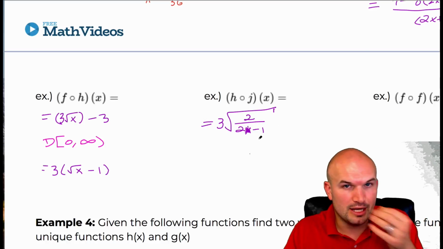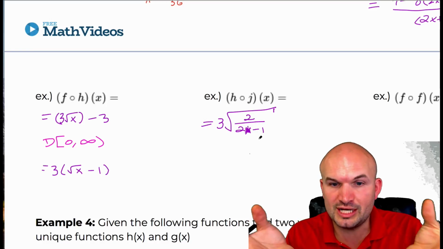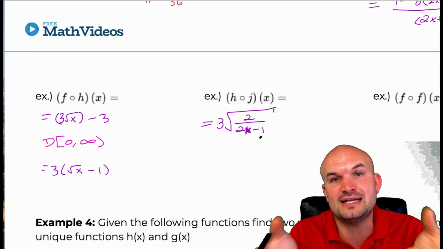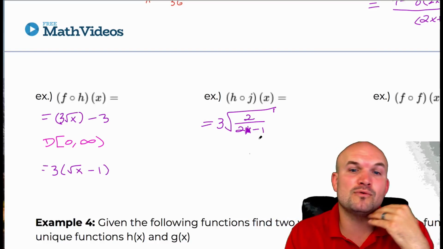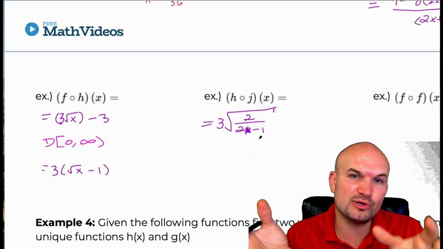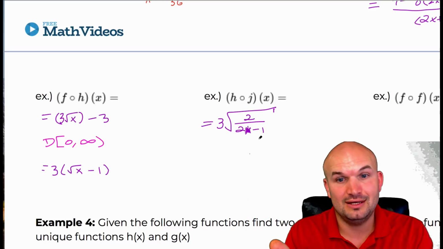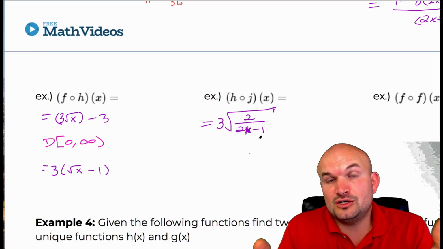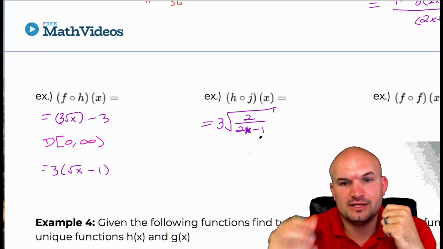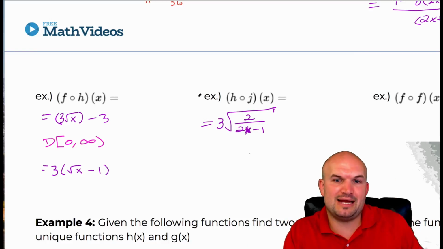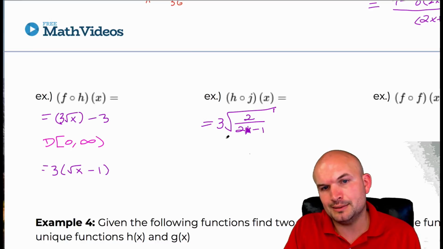So we noticed that for j of x, we had a previous restriction, x could not equal -1/2. Now we're putting it under a radical. So now we know that under a radical, it has to be all positive values. So before I go ahead and look into my domain, I'm probably going to want to simplify this.